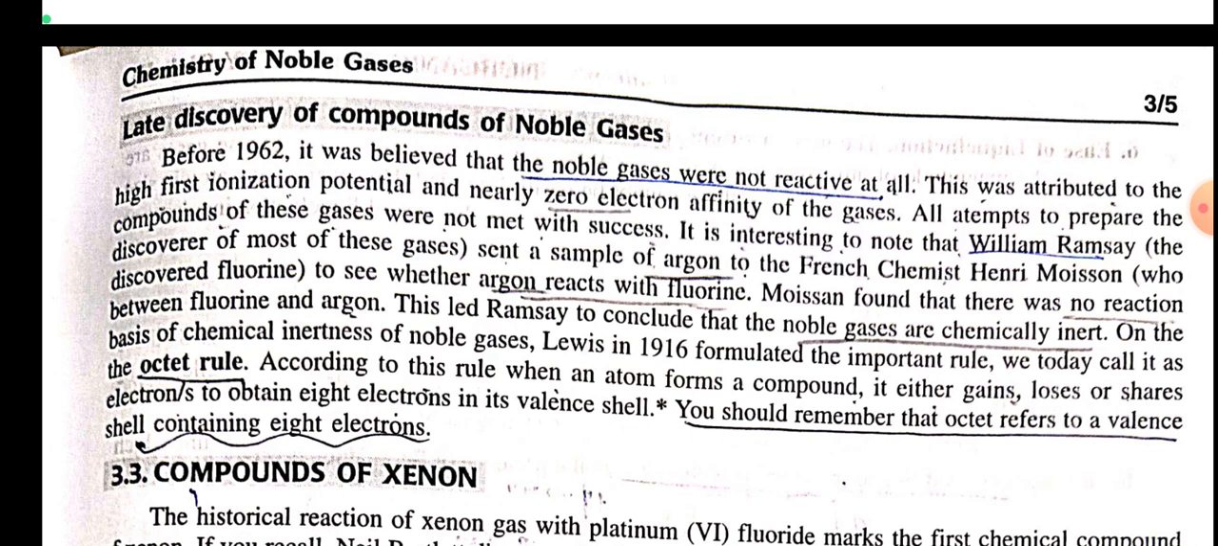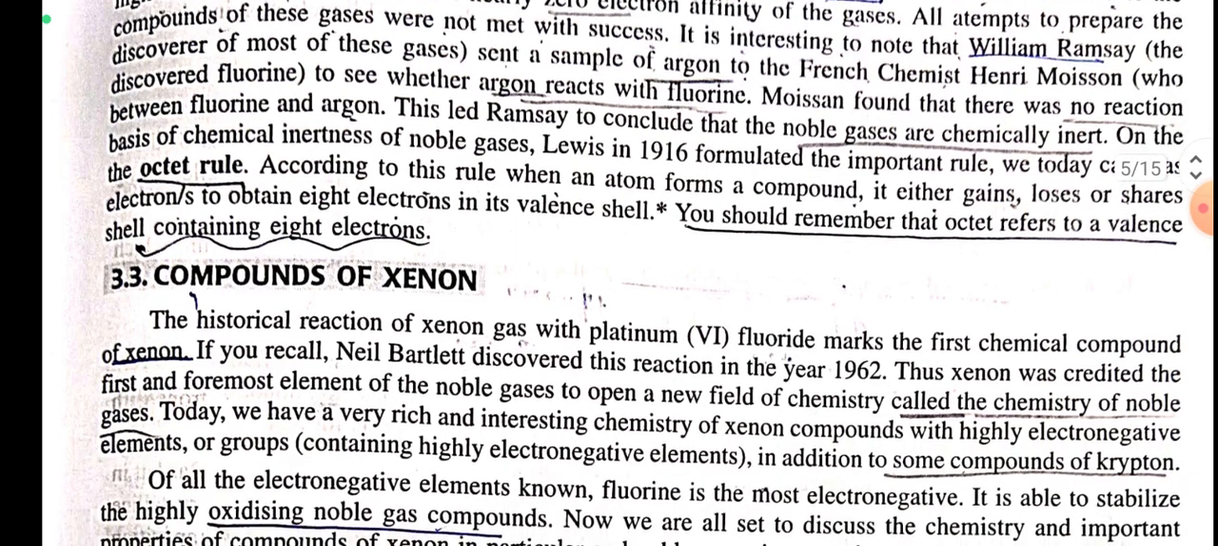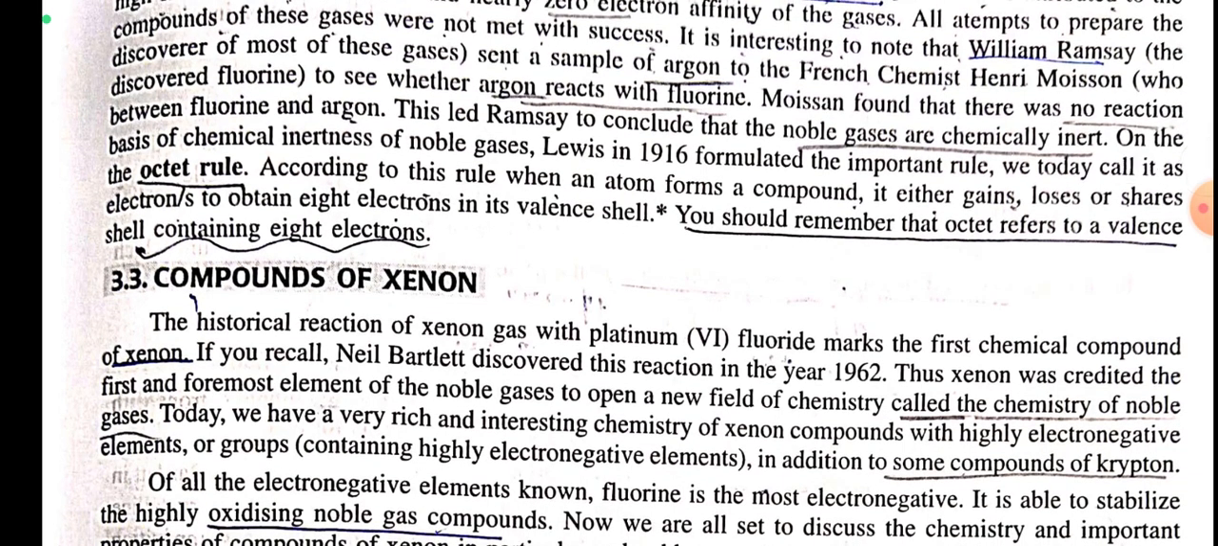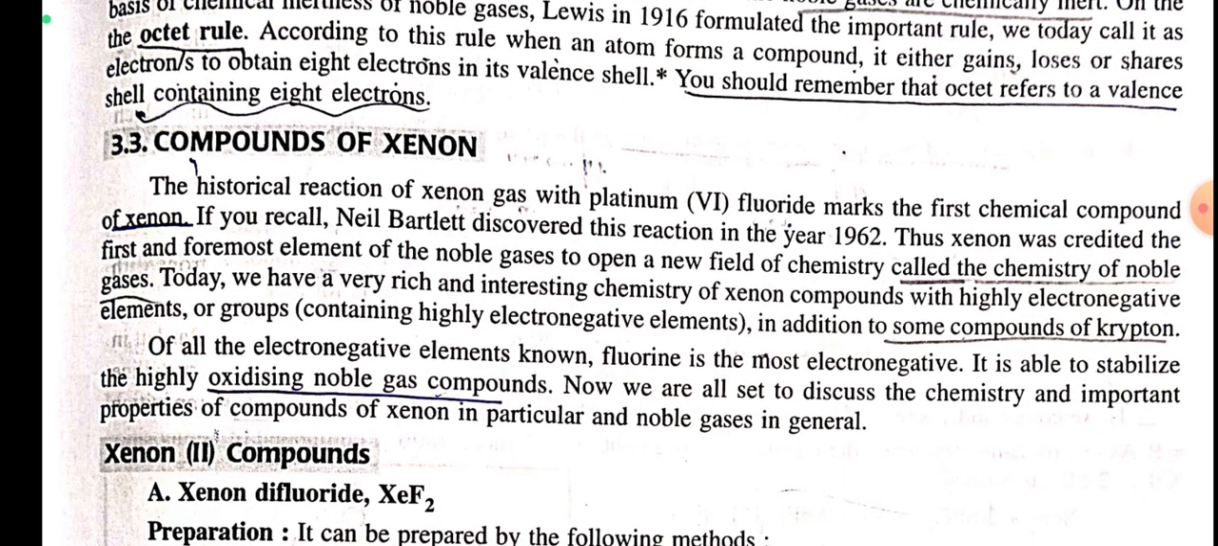This led Ramsay to conclude that the noble gases are chemically inert. On the basis of the chemical inertness of noble gases, Lewis in 1916 formulated an important rule, which we today call the octet rule. According to this rule, when an atom forms a compound, it either gains, loses or shares electrons to obtain 8 electrons in its valence shell. You should remember that the octet refers to a valence shell containing 8 electrons.